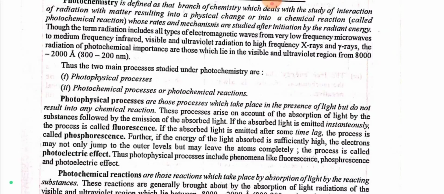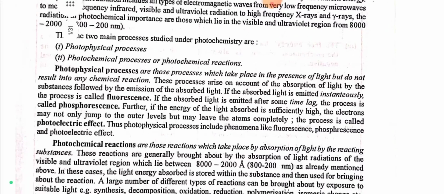Further, if the energy of the light absorbed is sufficiently high, the electrons may not only jump to the outer levels but may leave the atoms completely. The process is called photoelectric effect. Thus, photophysical processes include phenomena like fluorescence, phosphorescence, and photoelectric effect.